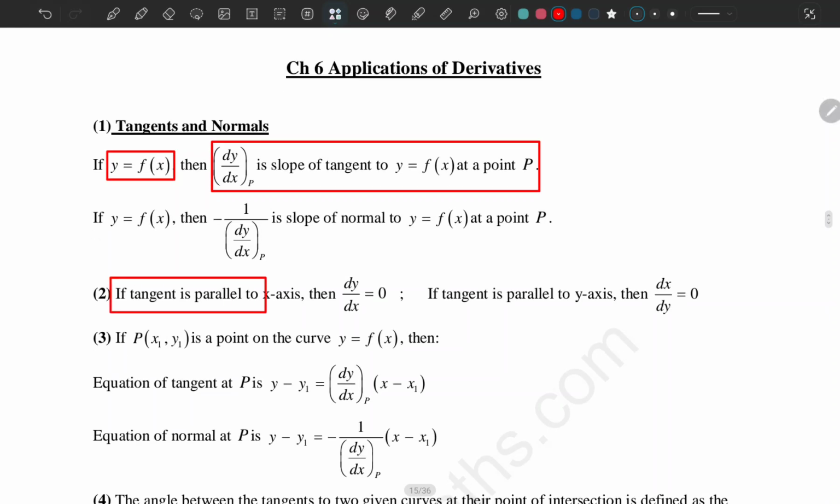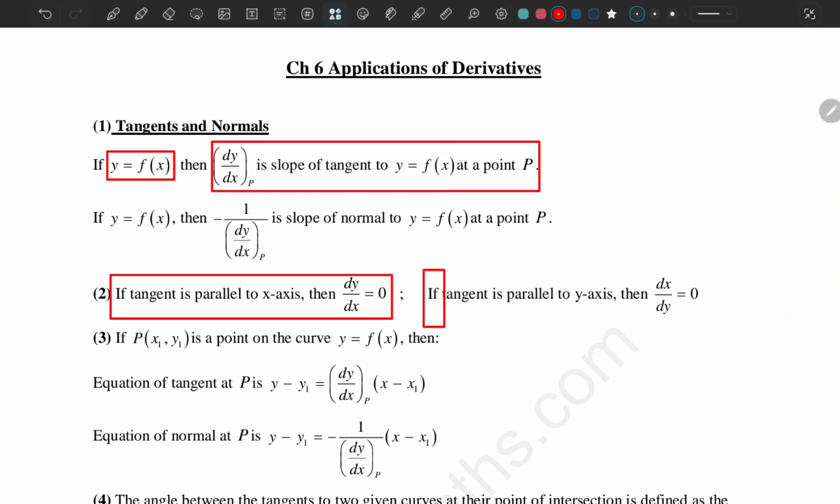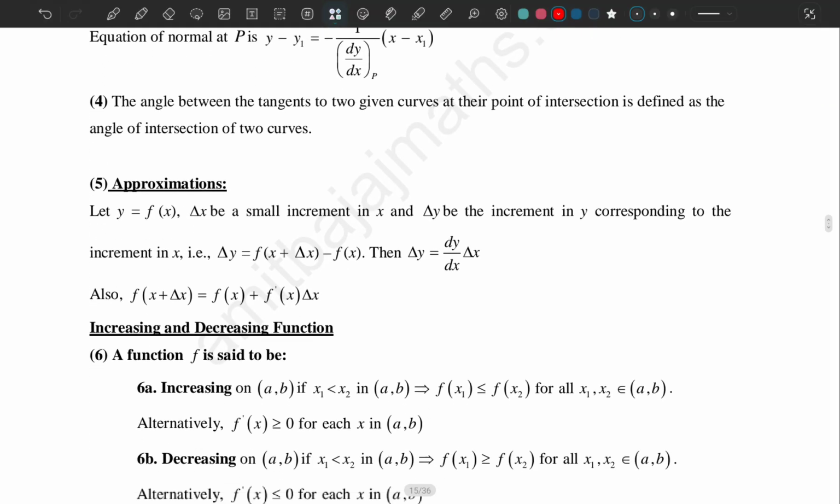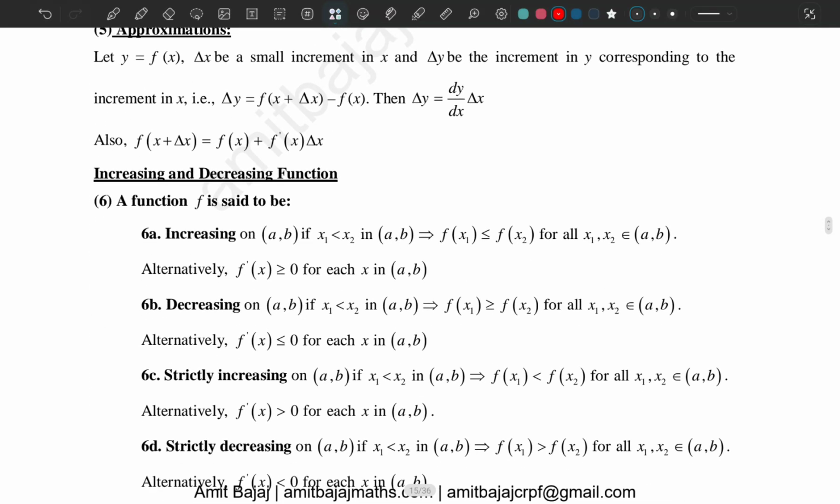If the tangent is parallel to the x-axis, then dy by dx equals 0, and if the tangent is parallel to the y-axis, then dx by dy equals 0. I hope you understand that. Okay, next here comes the most important part.